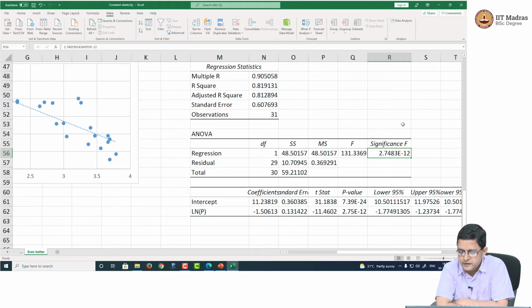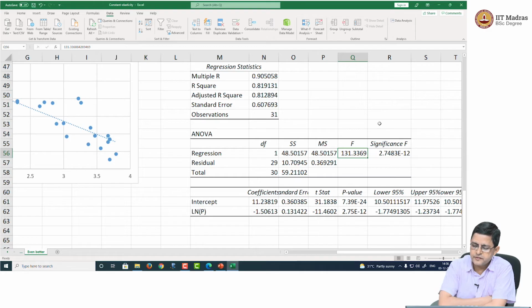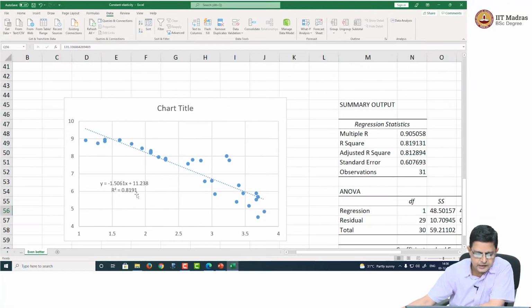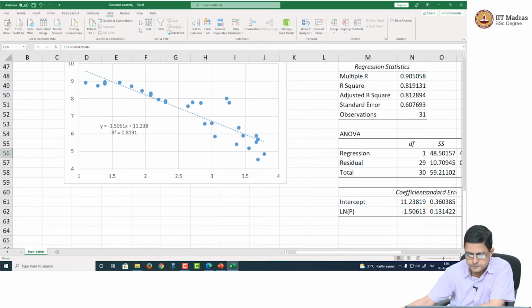So what is the overall significance test? Using the F test statistic here, the overall significance test says that the null hypothesis that the regression is not significant has to be rejected. Therefore, whatever we have done here, trying to fit a linear equation between the log of demand and the log of price, that makes sense, that is statistically significant. Okay.